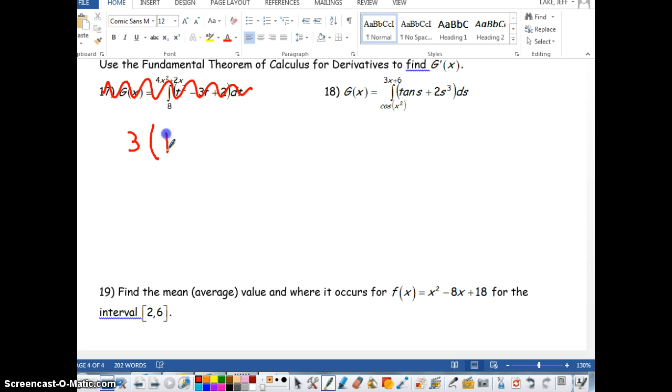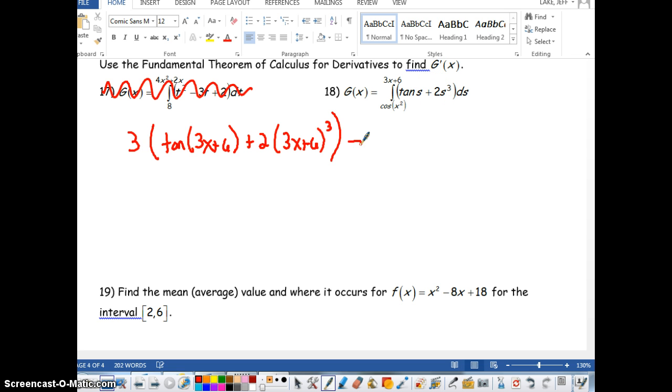This is going to be times tangent of 3x plus 6 plus 2 times (3x plus 6) to the third. So you took the derivative of the top, 3x plus 6, then we took the 3x plus 6 and we plugged it in.